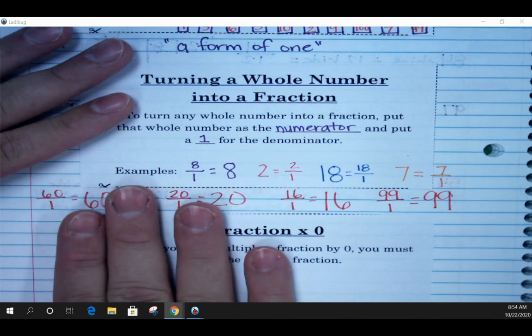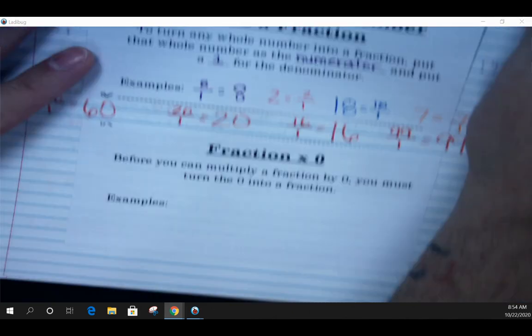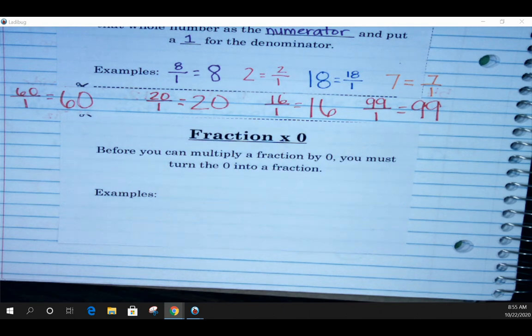I need somebody to tell me, before you can multiply a fraction by 0, you must turn the 0 into a fraction. No, you don't have to. Somebody tell me a multiply by 0 rule. Y'all should know this from 3rd grade. What's my times 0 rule?